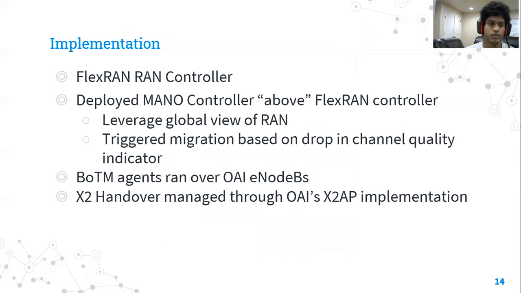So how did we implement this? So we used the FlexRAN RAN controller, and then we wrote our own MANO controller and deployed it above the FlexRAN controller, giving the MANO controller access to the aggregated statistics at the RAN controller. And the sort of network event that we implemented was a drop in channel quality indicator. In addition, we wrote these BoTM agents that run over the top of OpenAirInterface eNodeBs. And then lastly, for the X2 handover, we used OpenAirInterface's X2AP implementation.